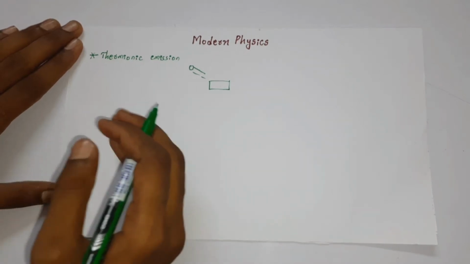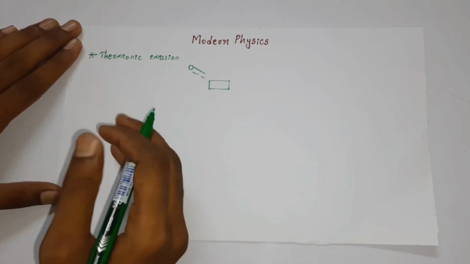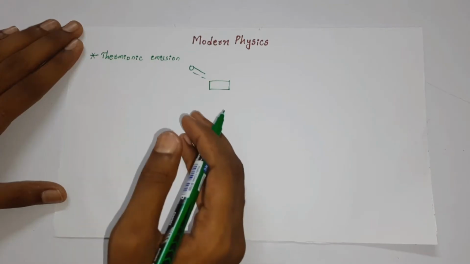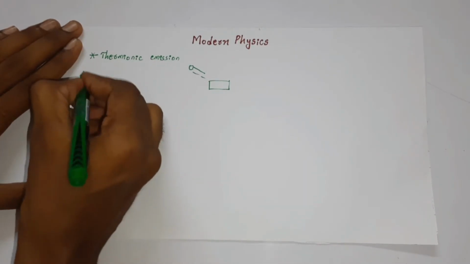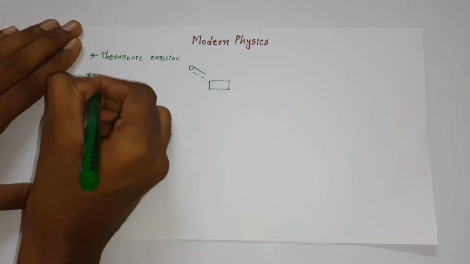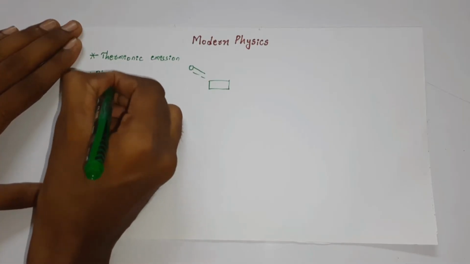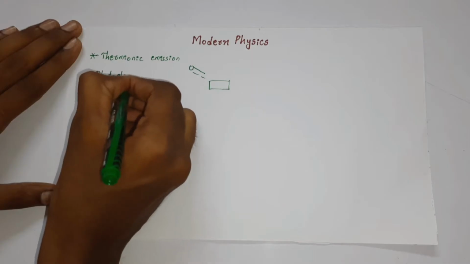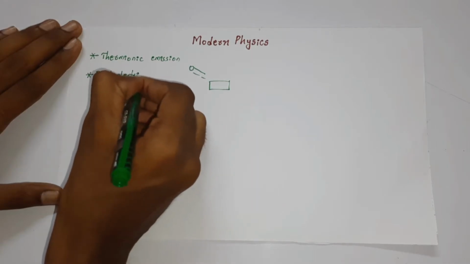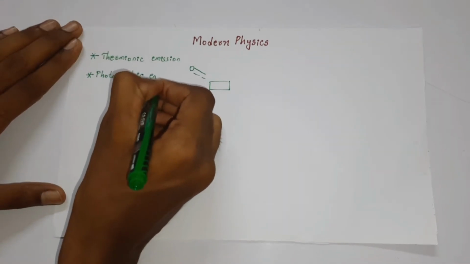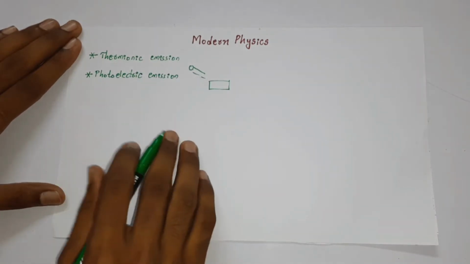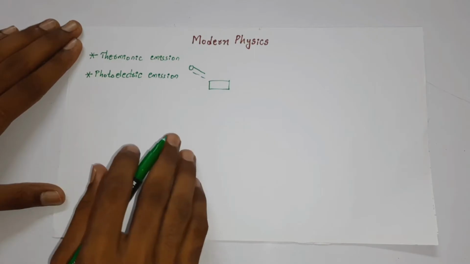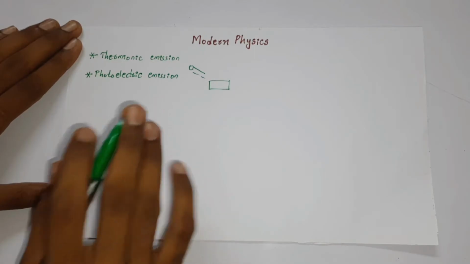This action is called thermionic emission, and the phenomenon in which the electrons are liberated from the surface of a metal when it absorbs light is called photoelectric emission. The photoelectric emission depends on the frequency of light and the intensity of light.